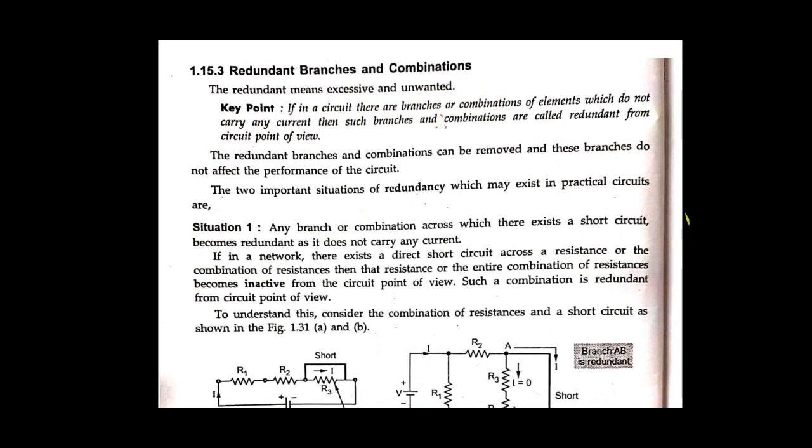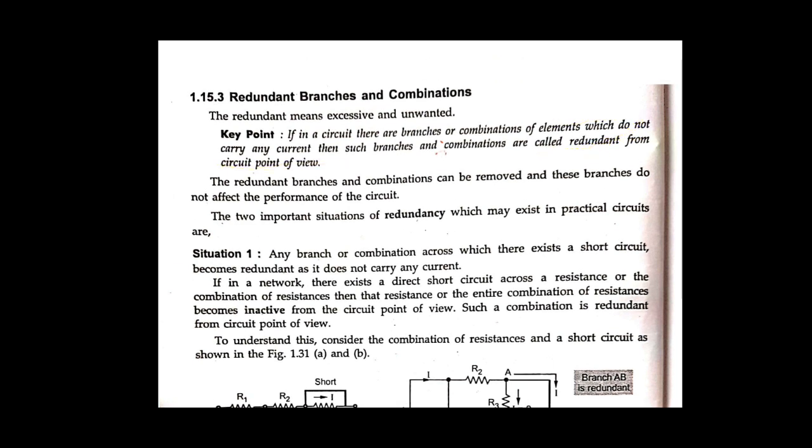Because while solving the network we also need to know what exactly a redundant branch is. See the definition of the redundant branch. If in a circuit there are branches or a combination of elements which do not carry any current, then such branches and combinations are called redundant from the circuit point of view.